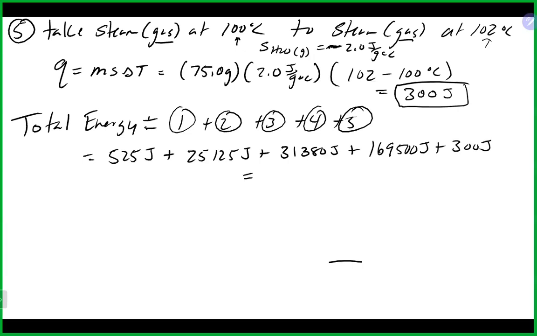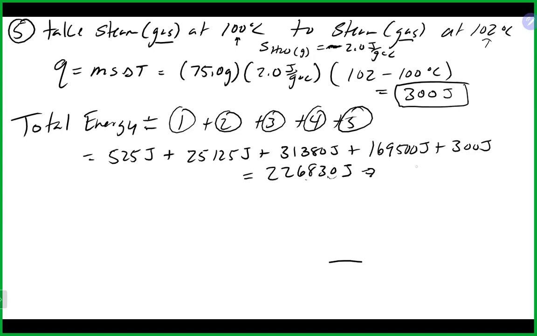And again, this is really the reason why I use joules for the heat of fusion and heat of vaporization. You don't want to be at this step adding up some numbers that are in joules and other ones that are in kilojoules, because you will be off in your answer. So you just want to get everybody in the same units. So we're going to go 525 plus 25,125 plus 31,380 plus 169,500 plus 300 here. And that's going to get me 226,830.